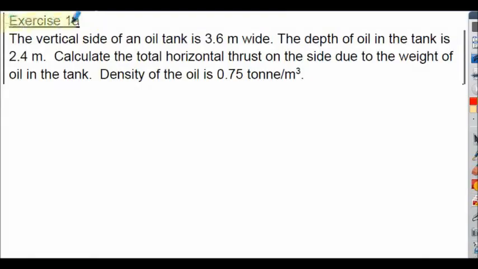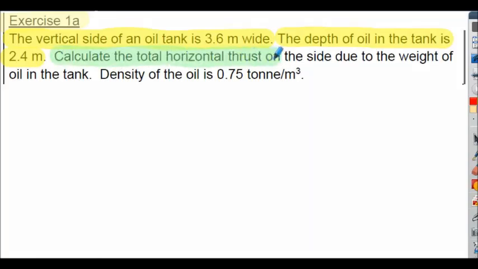Here's exercise 1A. A vertical side of an oil tank is 3.6 meters wide. That's a dimension out of the page. The depth of oil in the tank is 2.4 meters. We're asked to calculate the total horizontal thrust on the side of the tank due to the weight of the oil in the tank. Density of the oil is 0.75 tons per meter cubed.